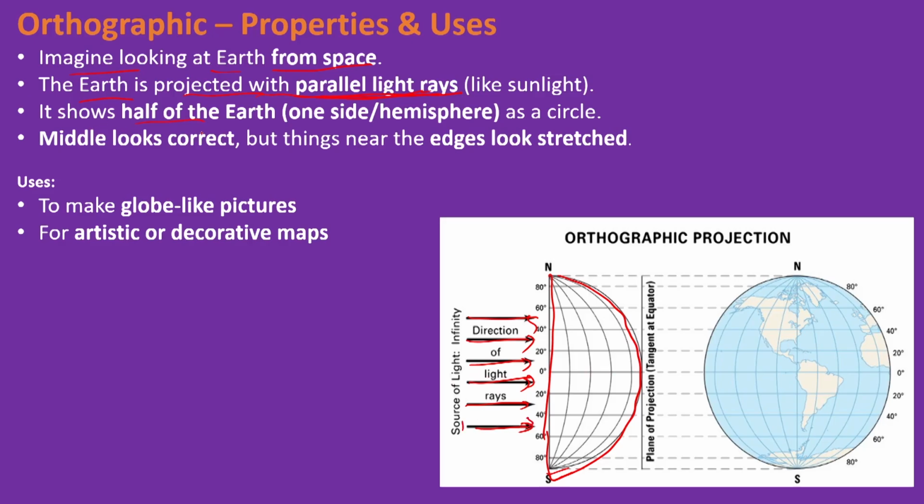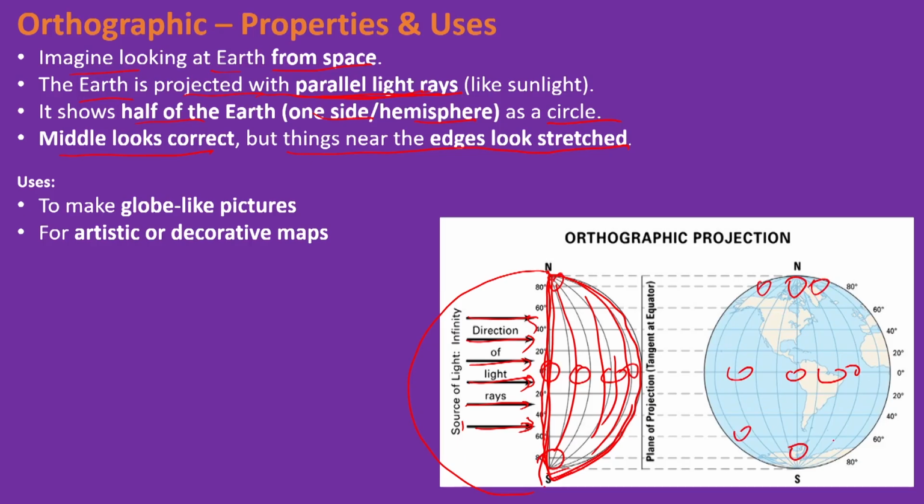Third one is, it shows half of the earth, or one side of the hemisphere, as a circle. So, look at this, it is not showing the complete one, it is showing only half of the earth, the hemisphere, as a circle. The middle looks correct, but things near the edges look stretched. Similar to the other projections we have seen, in the middle area we can have more accuracy, but near the edges it is highly stretched, or you can have inaccuracy issues.